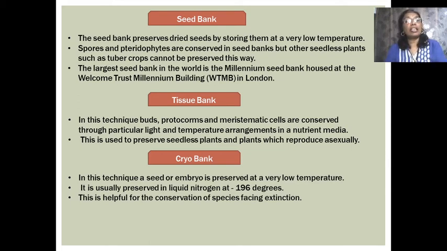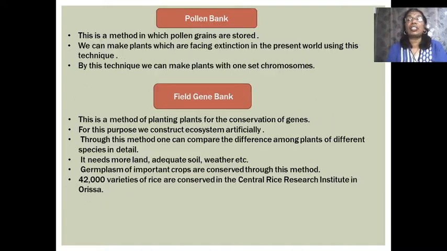Third is the cryo bank. In this technique, a seed or embryo is preserved at very low temperature. It is usually preserved in liquid nitrogen at minus 196 degrees centigrade. This is helpful for the conservation of species facing extinction.